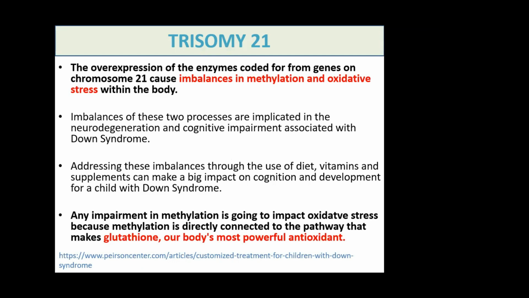Any impairment in methylation is going to impact oxidative stress, because methylation is directly connected to the pathway that makes glutathione, our body's most powerful antioxidant. So again, you can see now, even in Down syndrome, there's a link with oxidative stress, and then there's a link to the production of glutathione, right?